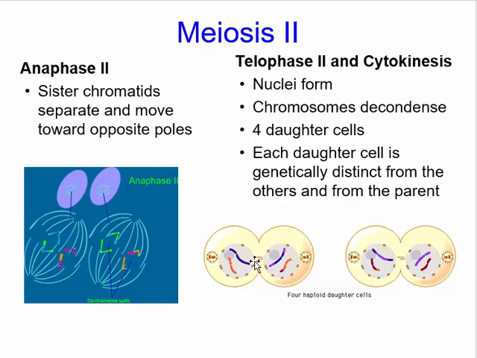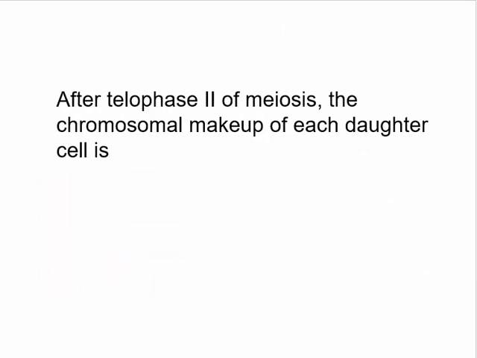And each daughter cell is genetically distinct from each other. Remember, because of that crossing over, it's jumbled up some of those alleles. And because they're haploid and because of that crossing over, they're different from the parent cell. All right, so after telophase 2, what is the chromosomal makeup of each daughter cell?